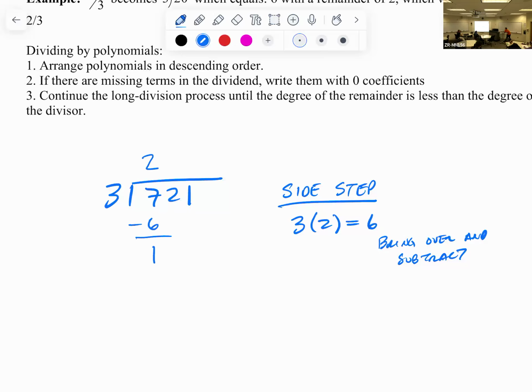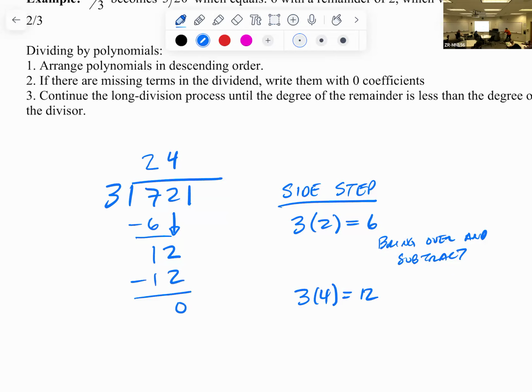That then leaves a 1. Then what do you do? Bring down 2. You bring down the next number. Then we do it again. Say 3 goes into 12, how many times? 4. And so then you say 3 times 4, and you bring that over and subtract it.